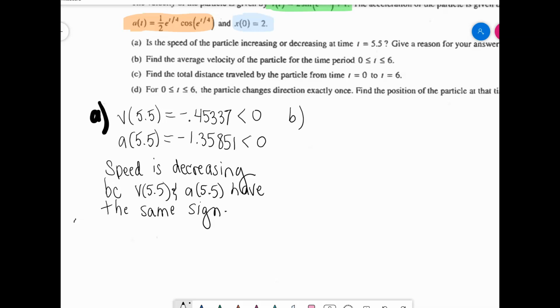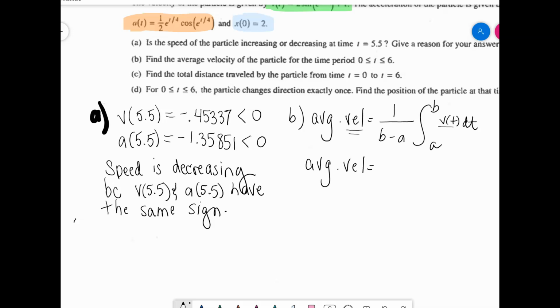All right, part B, find the average velocity. So the formula for the average value of a function, in this case average velocity, is equal to 1 over b minus a, integral from a to b of the velocity function. In this case, they want to know from 0 to 6. So b minus a, 6 minus 0, is 6, and we're integrating again from 0 to 6. You don't actually have to write the velocity function, just v of t dt.